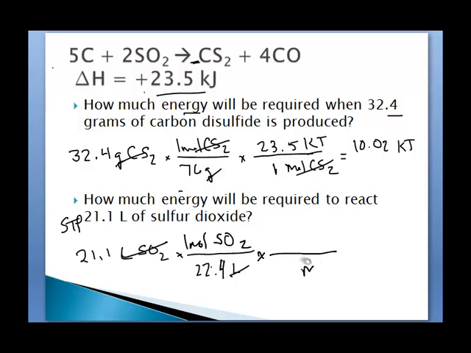So let's cancel out the liters. We want moles of sulfur dioxide in the denominator. And again, we're going to put our energy in the numerator. We're going to find our number for sulfur dioxide from the balanced formula, and that value is 2. So our moles cancel. And again, when we do the math here, we'll get 11.07 kilojoules.